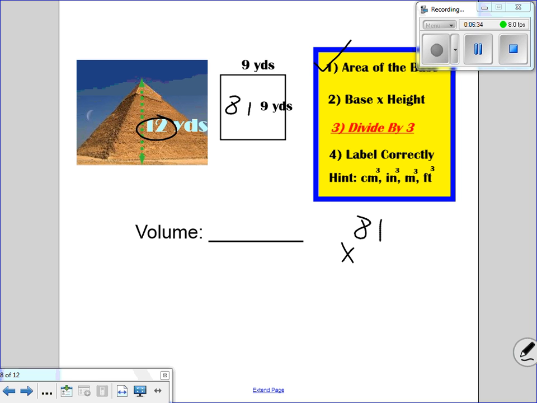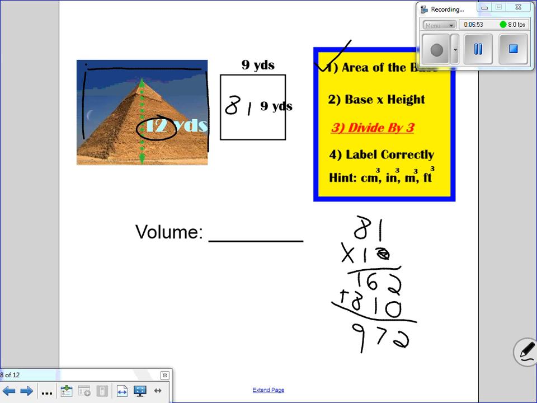Base times height, 12 yards high. 81 times 12. 2, 16 place value holder. Got a 1 and I've got an 8. I'm going to add this up. Got a 2, 7, 9. 972 is what it would be if I had a cube. This makes sense, kids?